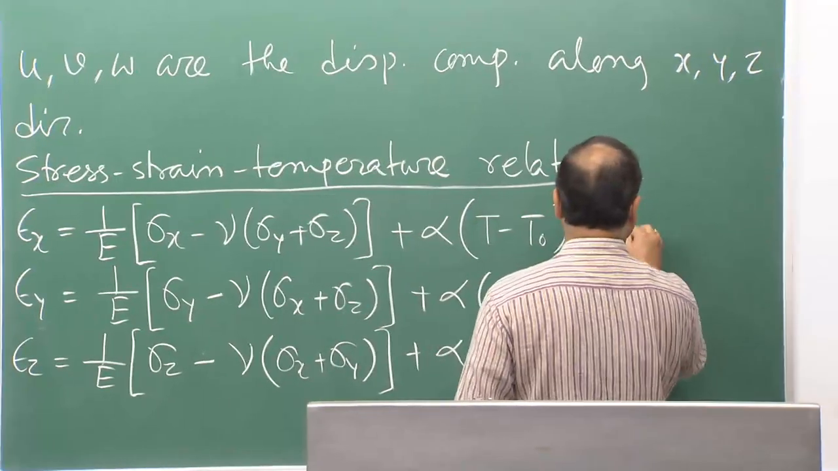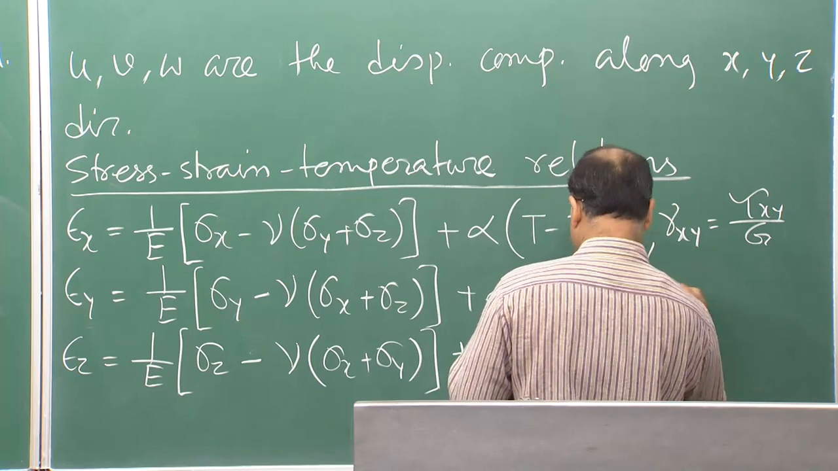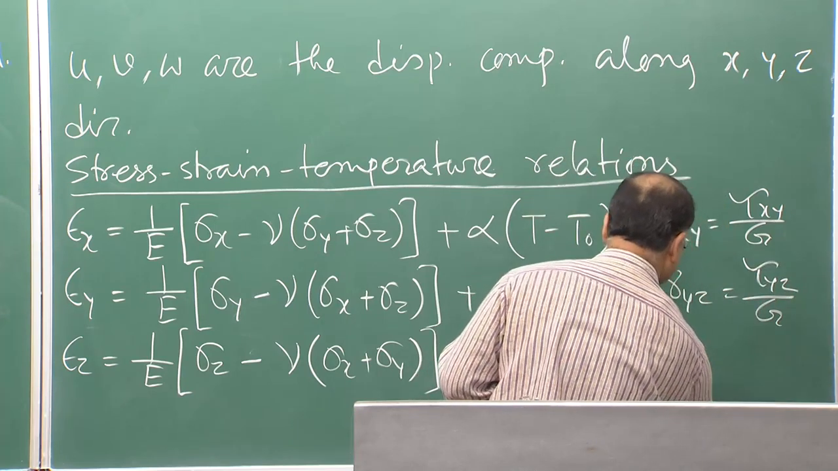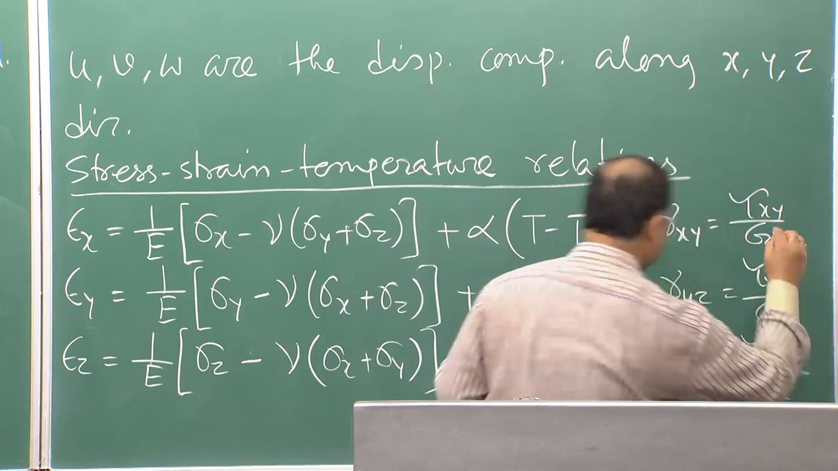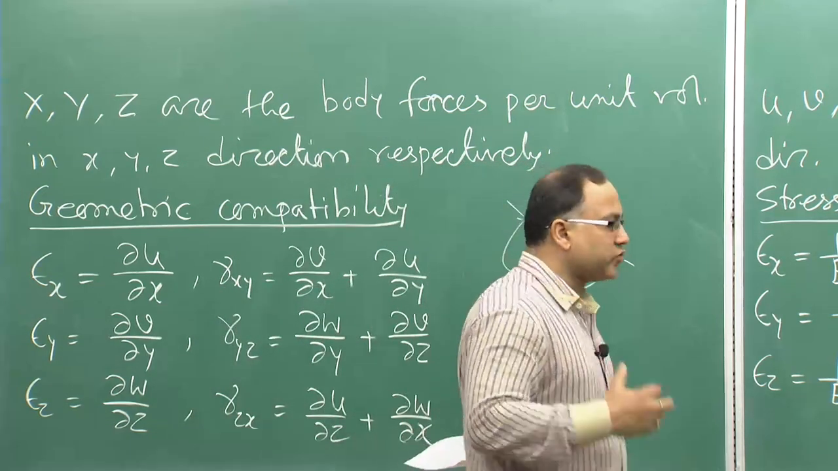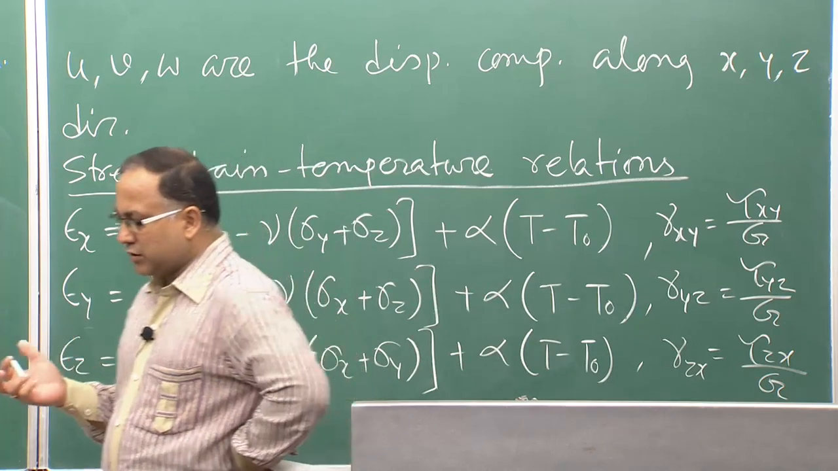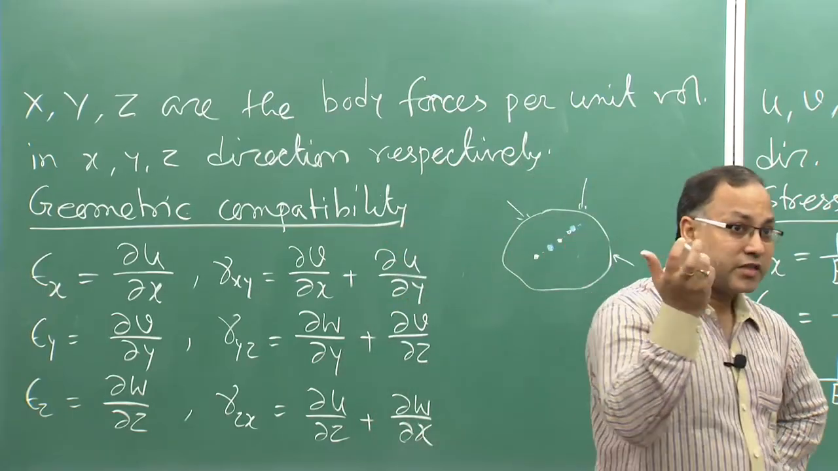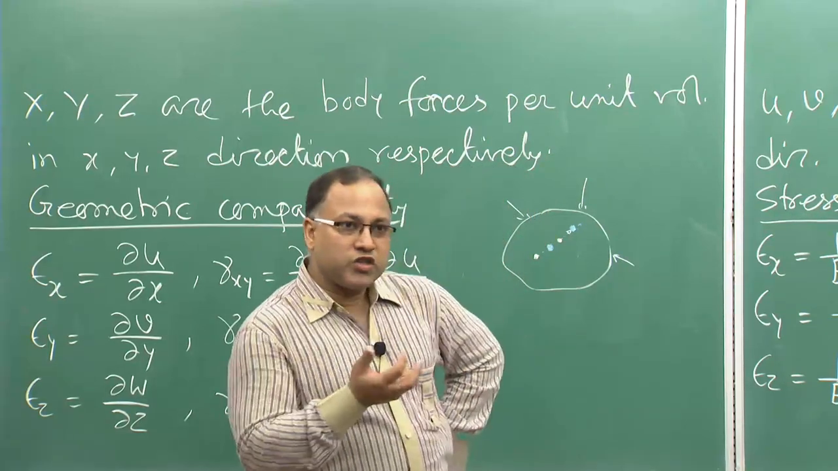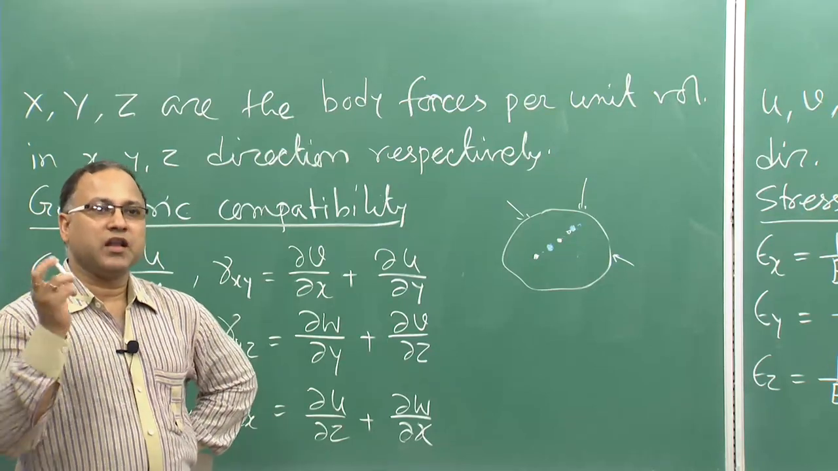Okay. And similarly gamma x y can be written as tau x y by G, where G is the shear modulus, and gamma y z can be written as tau y z by G, and gamma z x is equal to tau z x by G, right. So these three, or rather six equations, are nothing but the stress strain temperature relations. So this is basically the complete set of equations of elasticity. If you are dealing with theory of elasticity for the type of system I described, that is non-accelerating, isotropic, linear elastic, and of course small strain, then these equations must be satisfied. And these equations will be required to get the complete information about the system.